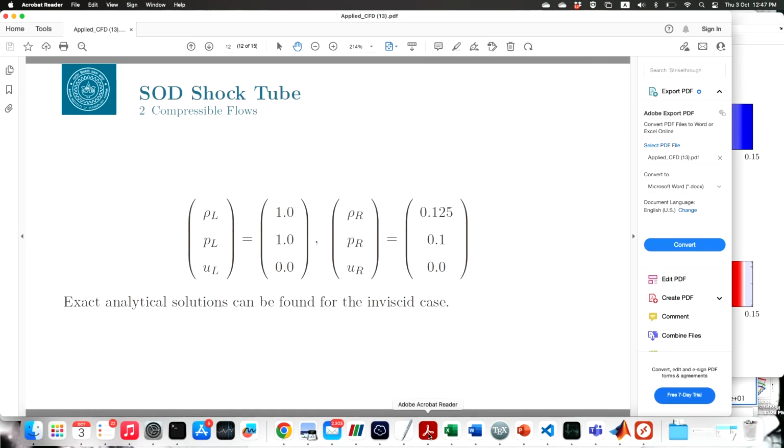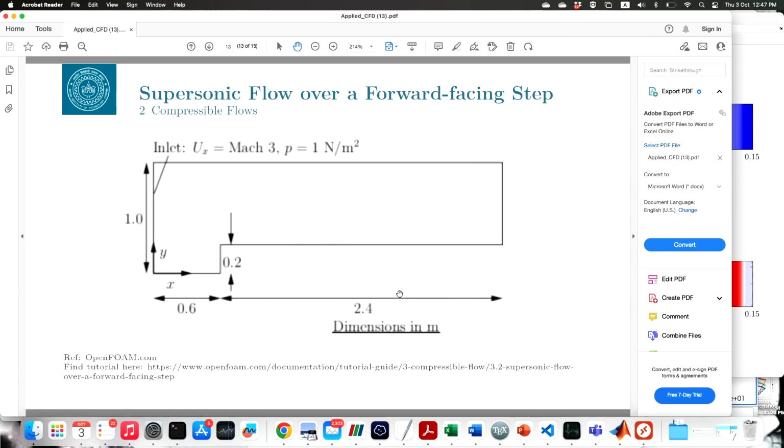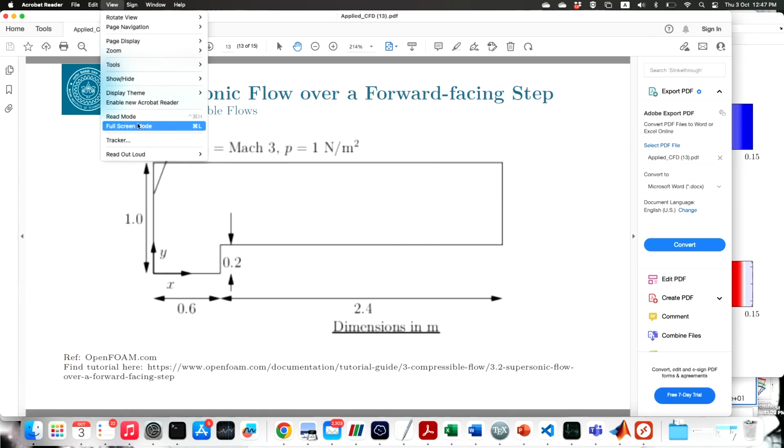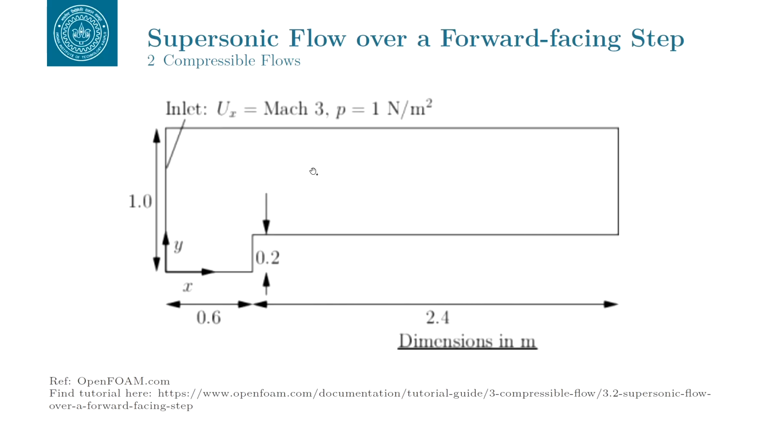So, we did the shock tube also. Now, I want to show you that you can use another way of non-dimensionalization also. So, this is for example, supersonic flow over a forward facing step, and a shock gets formed. I will show you the structure very soon, and there is a tutorial given here. I would suggest you to go back and do the tutorial.